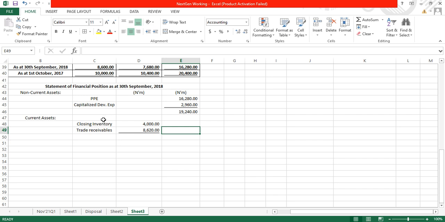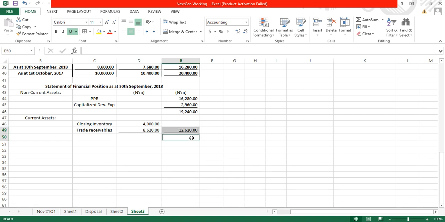So what do we have in total here? I have 12,620. All right, so what's my total asset? Let me underline it. This plus this gives me 31,860. So 31,860 is my total asset.